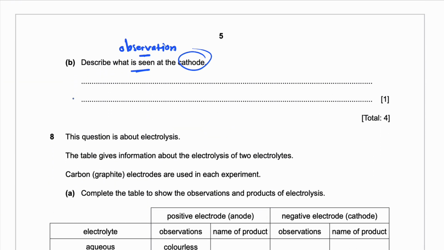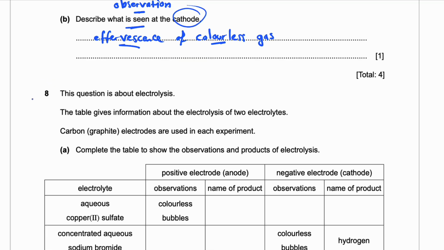And of course, hydrogen gas is going to discharge with effervescence of the hydrogen gas, which is a colorless gas. Remember, the identity of the gas is not important. So it's not important to mention whether it's hydrogen or any other gas, just the color and the fizzing or effervescence. Next, this question is about electrolysis.